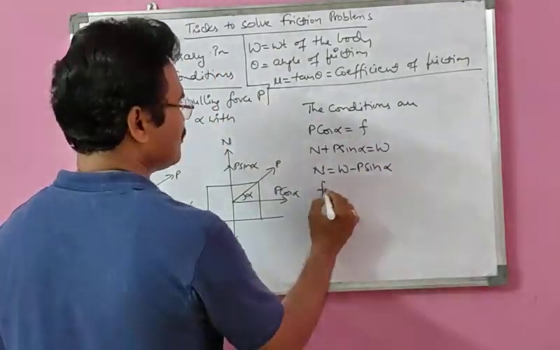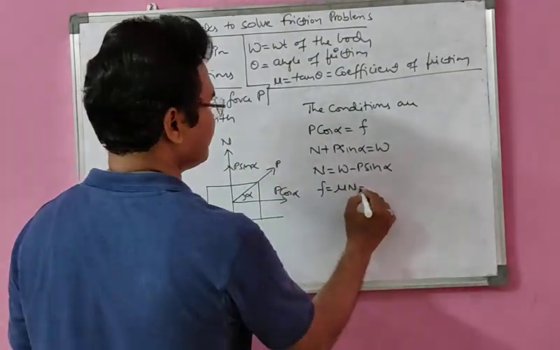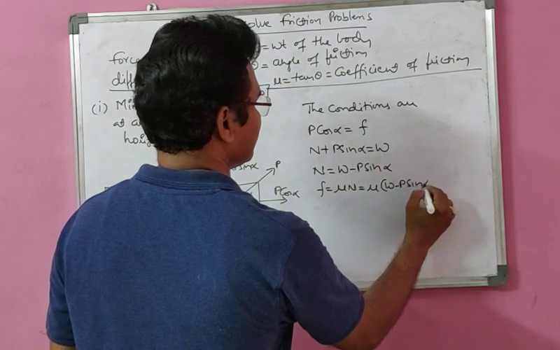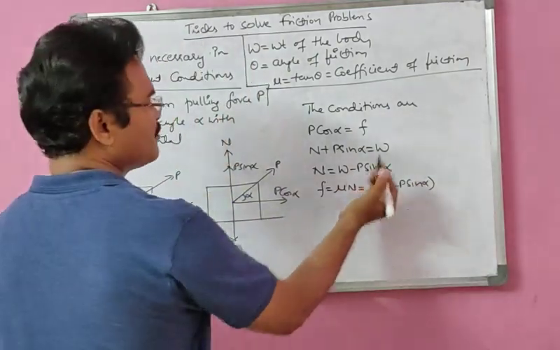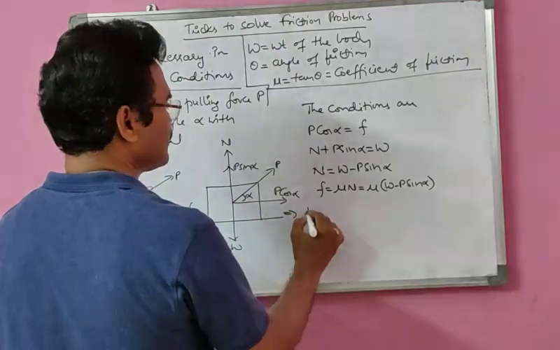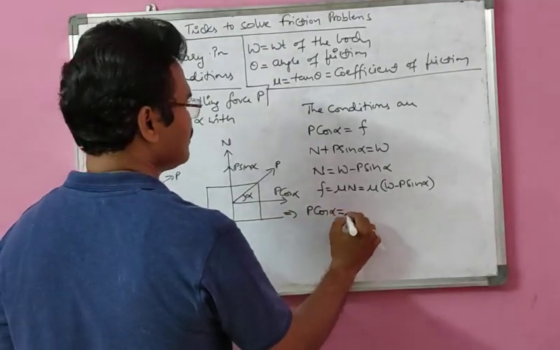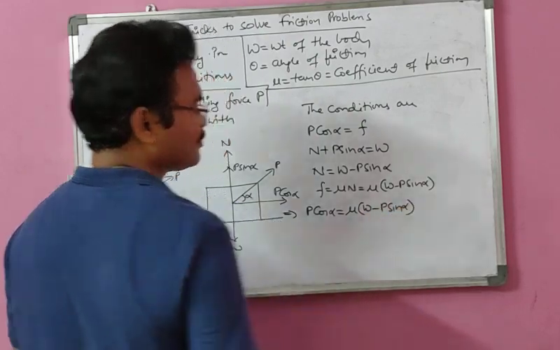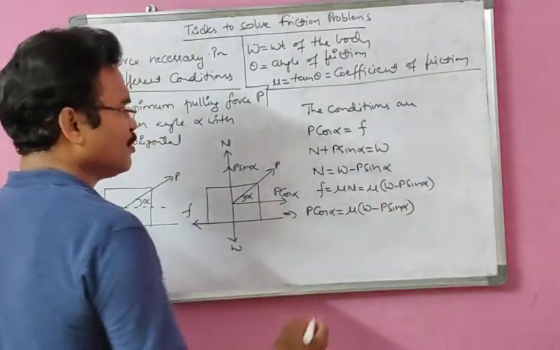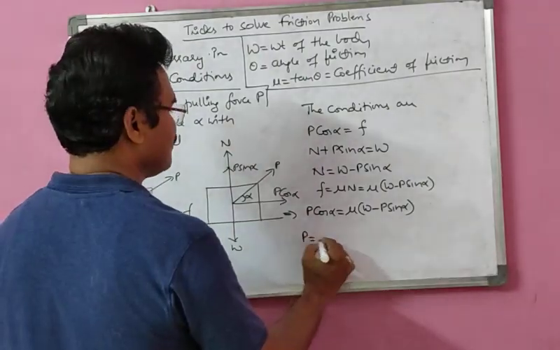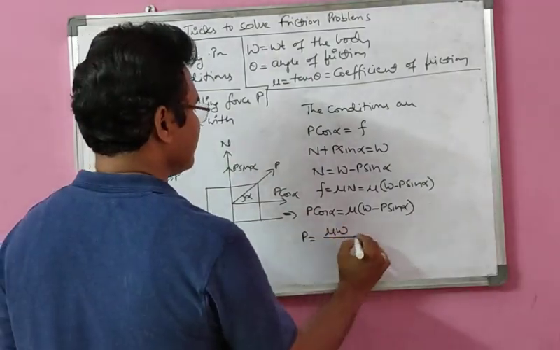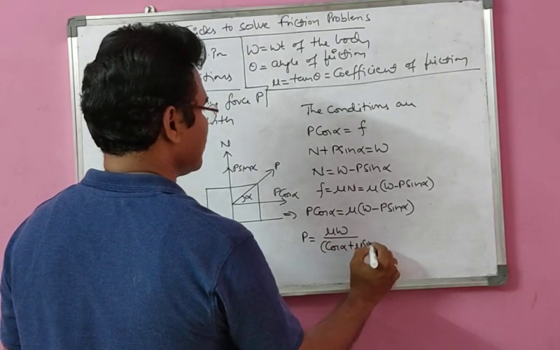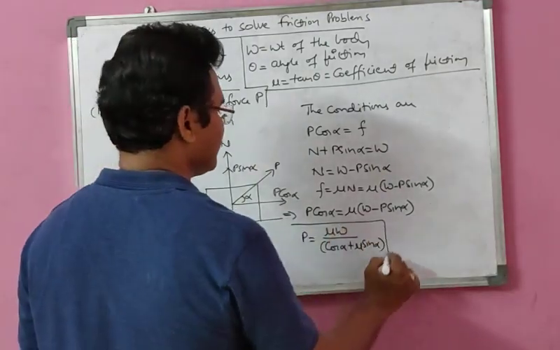And you know the frictional force F equal to mu N. Then it becomes mu of (W minus P sin alpha). If we substitute this value here, we get P cos alpha equal to mu of (W minus P sin alpha). And if you separate this, you are going to get P equal to mu W by cos alpha plus mu sin alpha. You get this one equation.